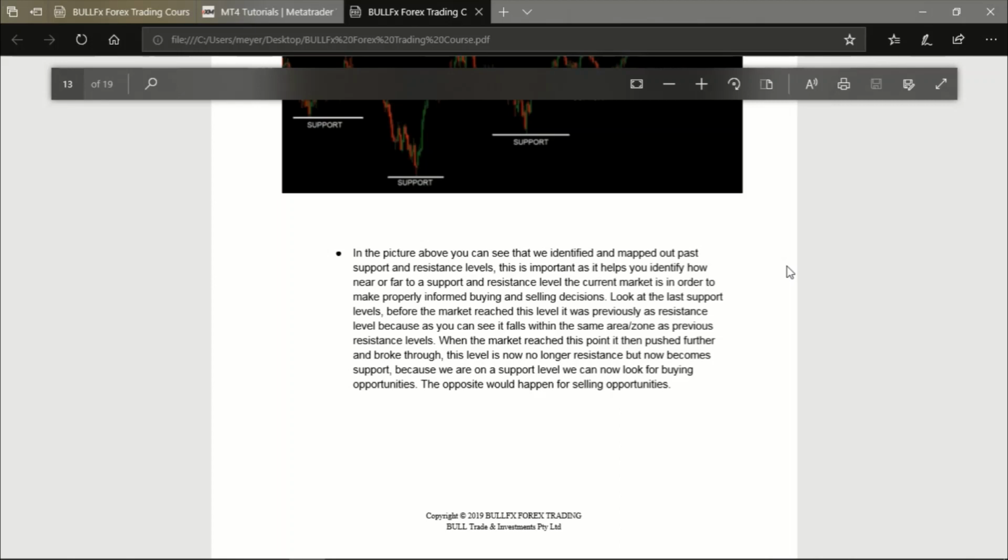When the market reached this point, it then pushed further and broke through. So that's what I just explained now on the picture. This level is now no longer resistance, but now becomes support. And that's the level where you can obviously now find buying opportunities, right? So it goes on to say that because we are on a support level, we can now look for buying opportunities. The opposite could happen for selling opportunities.